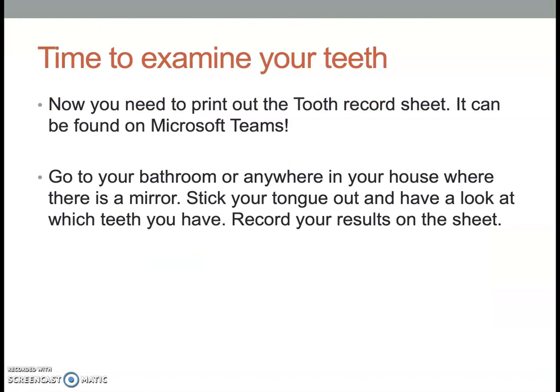Now what you need to do is you need to go to Microsoft Teams and there is a document there or a worksheet labelled your tooth record sheet. I'd like you to print this out if you haven't done so already. Go to your bathroom or anywhere in your house where there is a mirror, stick your tongue out and have a look at which teeth you have. Record your results on the sheet. Take note that it asks you to colour them in using different colours, so if you can, try and make sure that you have some different colouring pencils available to you so you can complete the worksheet as needed.